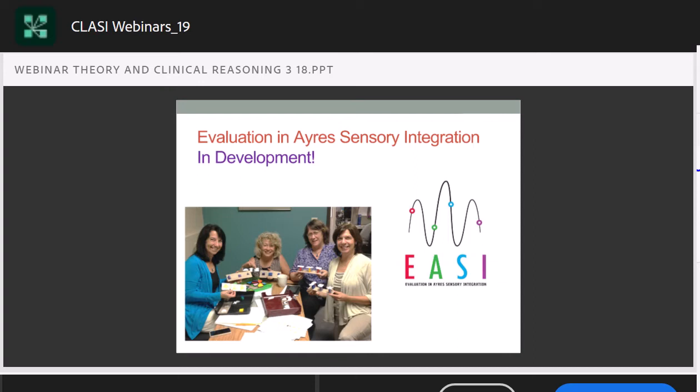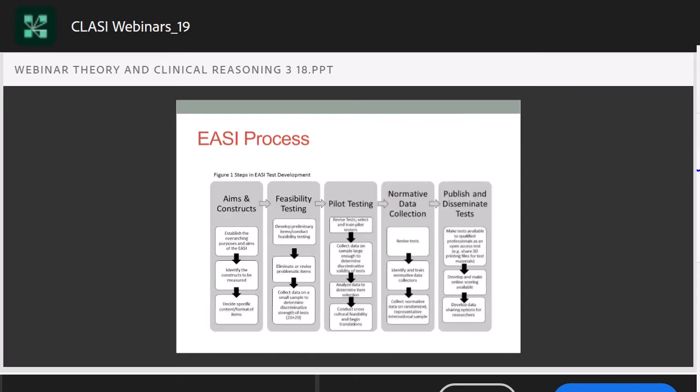What's exciting about the EASI is that it will be free and online accessible to qualified professionals. And we're in the process now. I put down the process, and we are between the pilot testing and the normative data collection. We're not to normative data yet, but we are at the level of pilot testing all the tests, and we are scheduled to publish this test by 2020 with a big party in Los Angeles in July 2020. So stay tuned for that. Look at the ASI 2020 website and you'll see more about that process.